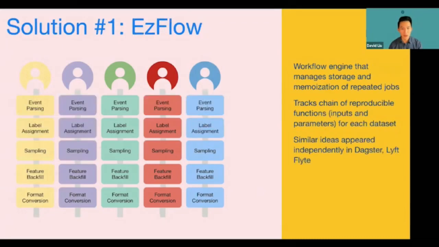One solution that we built was a workflow system that we call EasyFlow. This is a data-aware workflow orchestrator. The engine will track the lineage of each data set reproducibly. So it tracks the inputs and parameters that go into making each data set. So now each user will simply declare the full set of steps that they need. The system will optimize for them, deduplicating multiple workflows that contain the same jobs and reusing their outputs.